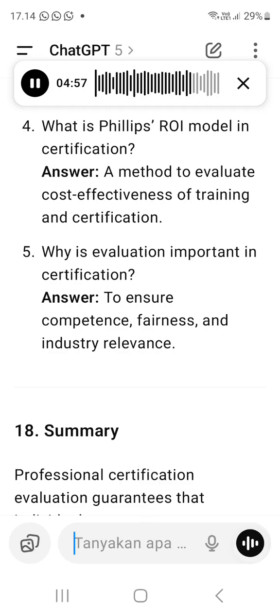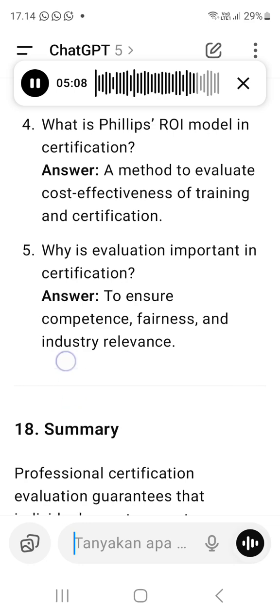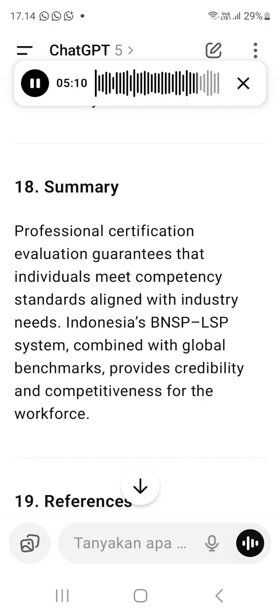4. What is Phillips' ROI model in certification? Answer: a method to evaluate cost-effectiveness of training and certification. 5. Why is evaluation important in certification? To ensure competence, fairness, and industry relevance.